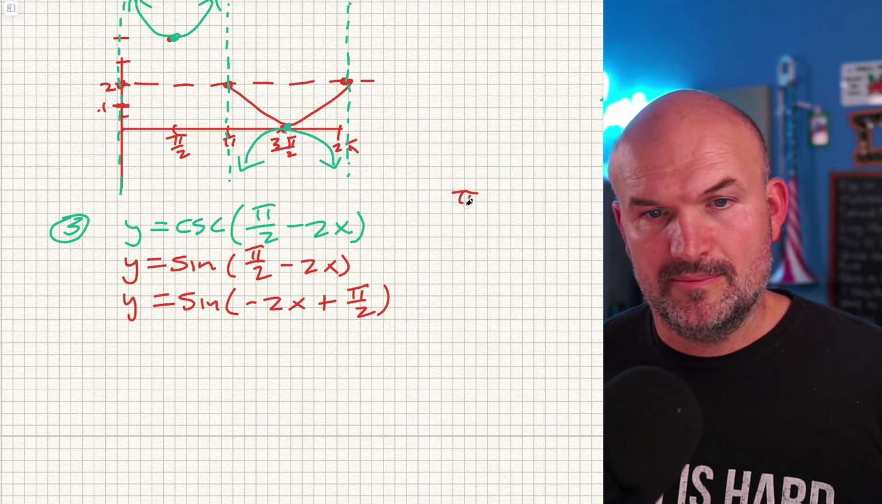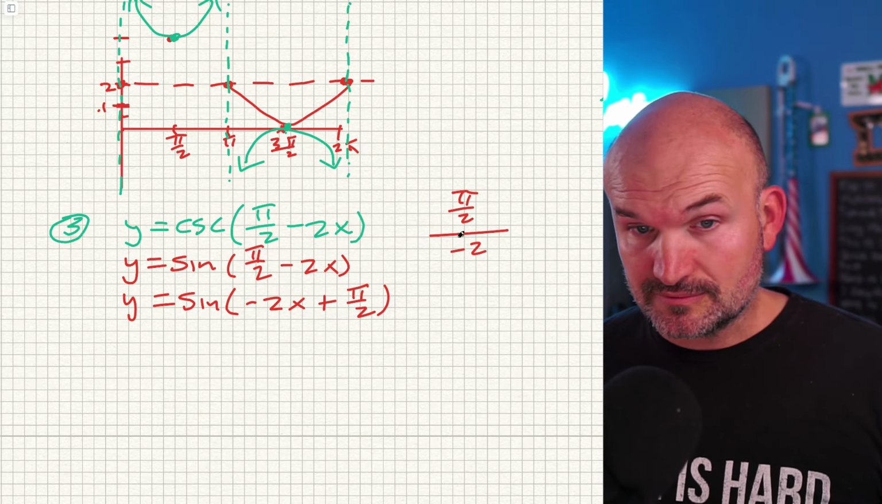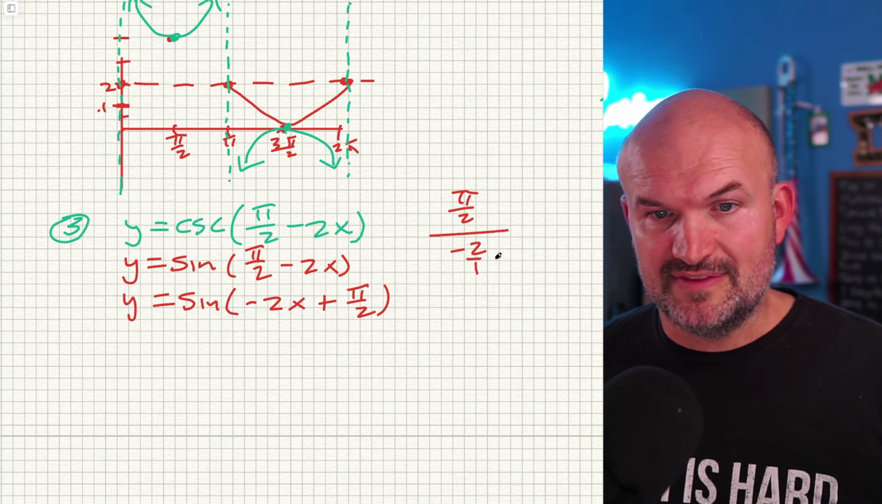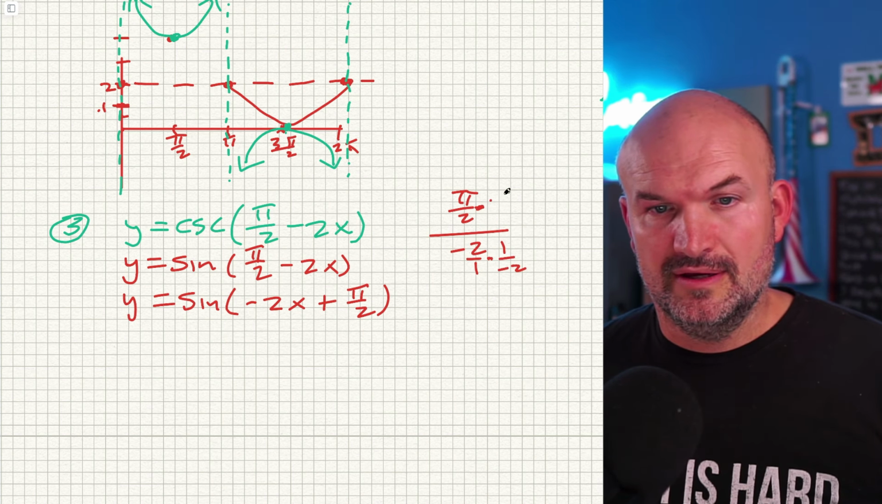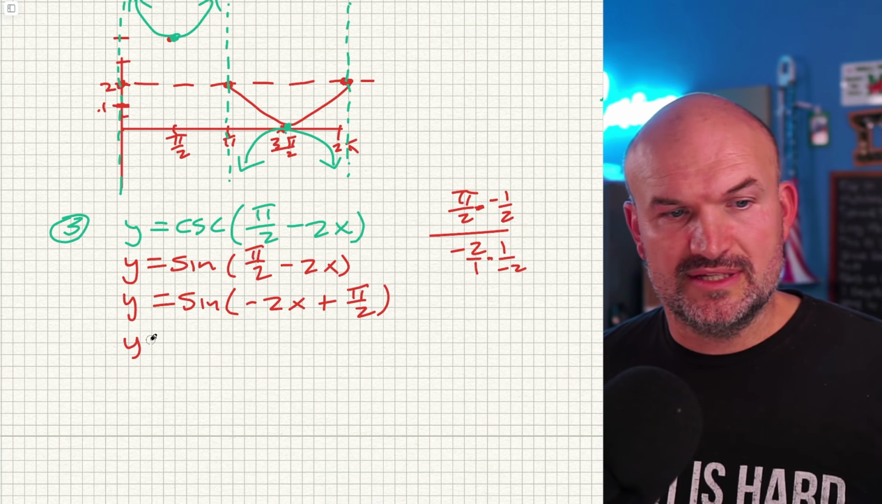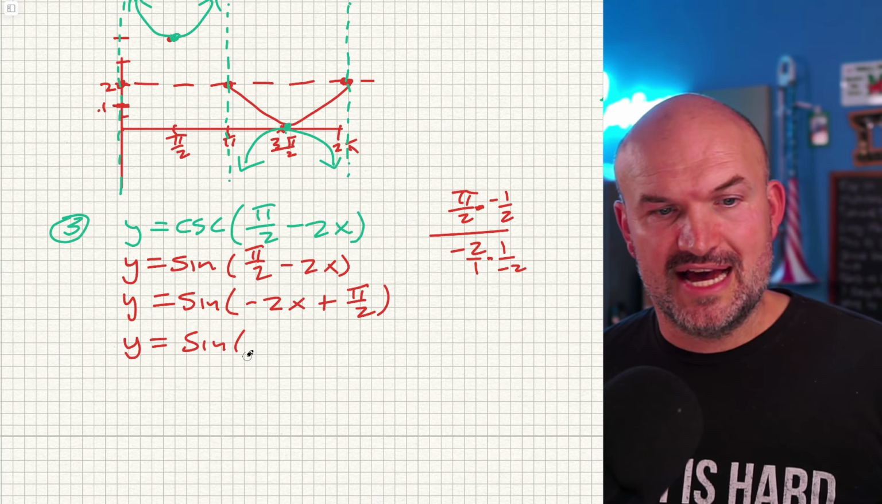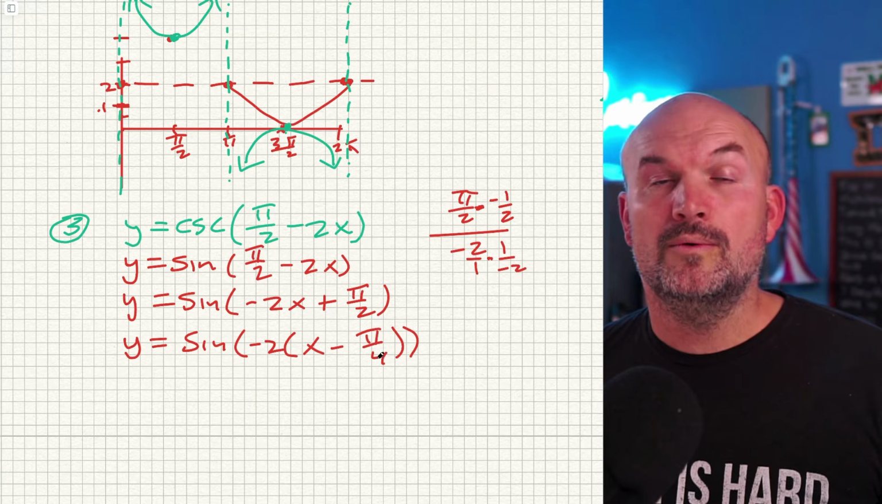Well, let's go and do it over here. Pi halves divided by a negative 2. So to do that, what you're simply going to do is think of that as 2 over 1, multiply by 1/2, or negative 1/2, and negative 1/2. And you can see that's going to be a negative pi over 4. So what this is going to look like is y equals sine of negative 2 factored out, x minus pi over 4. Okay.